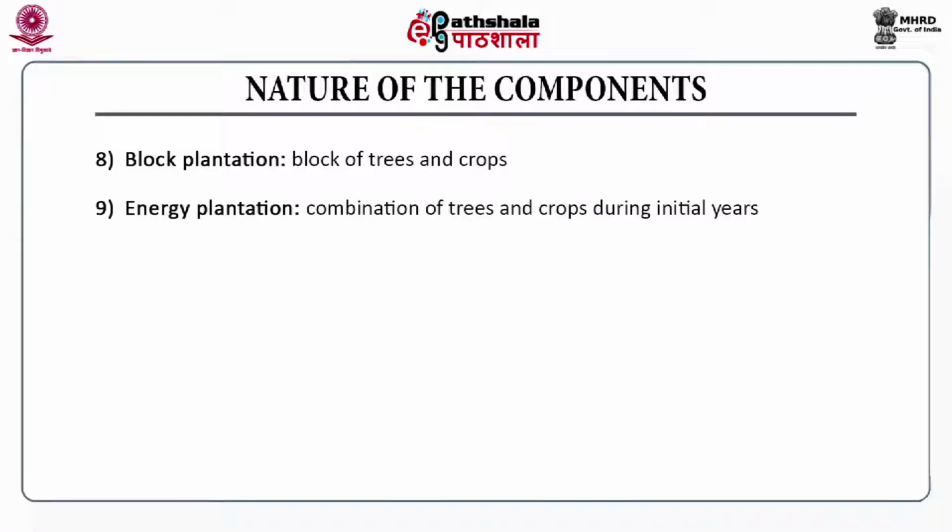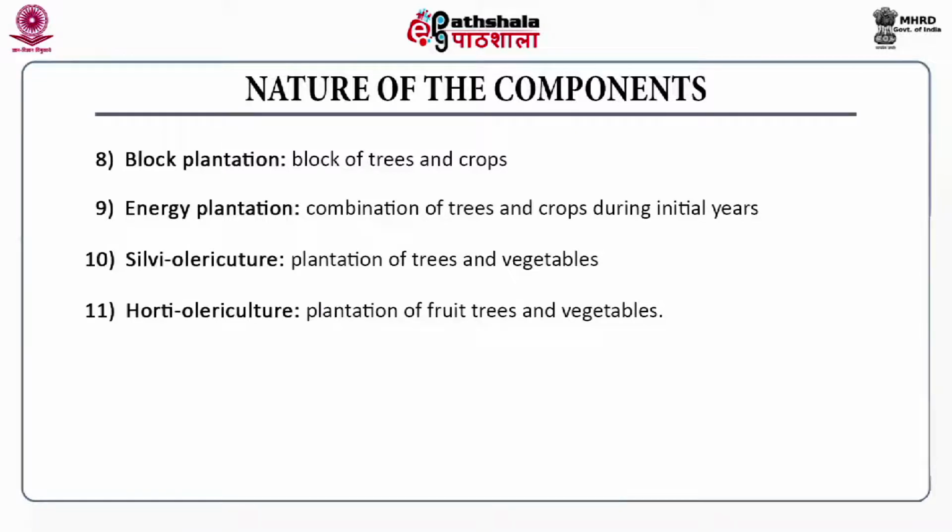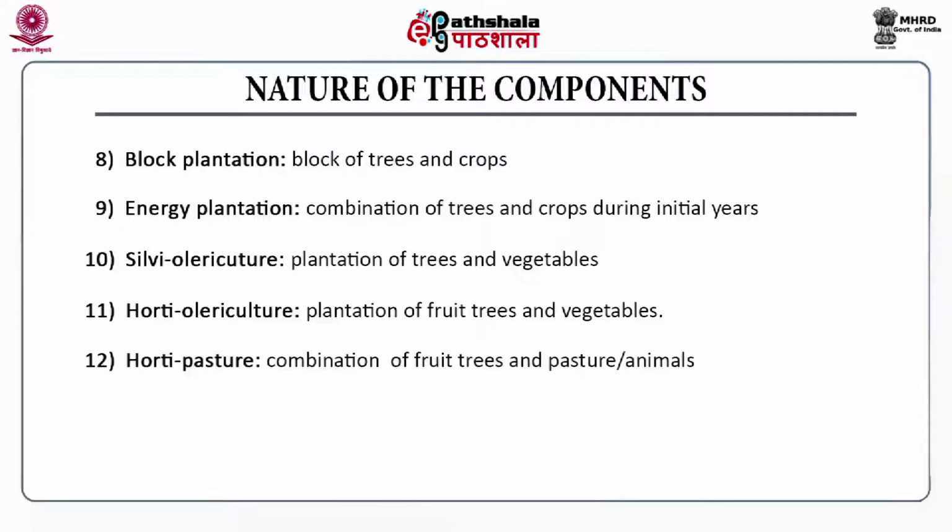Energy plantation. It involves the combination of trees and crops during the initial years. Silvi-olericulture. It is a branch of agroforestry that deals with the plantation of trees and vegetables. Next is horticulture. It includes the plantation of fruit trees and vegetables. Next is hortipasture. It is the combination of fruit trees and pasture or animals. Next is silvipasture.